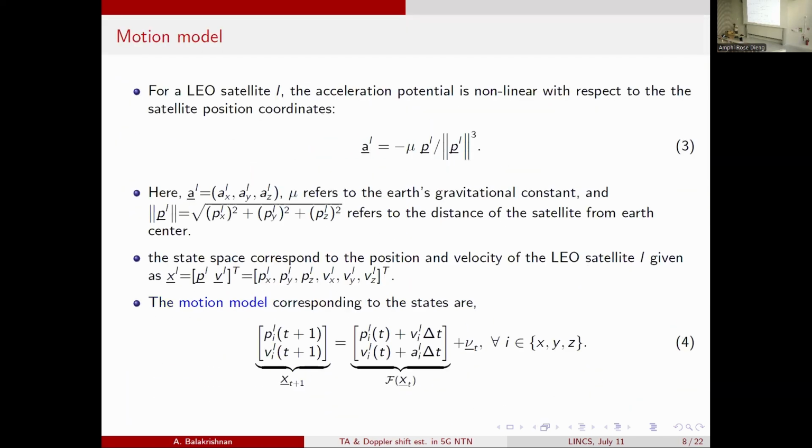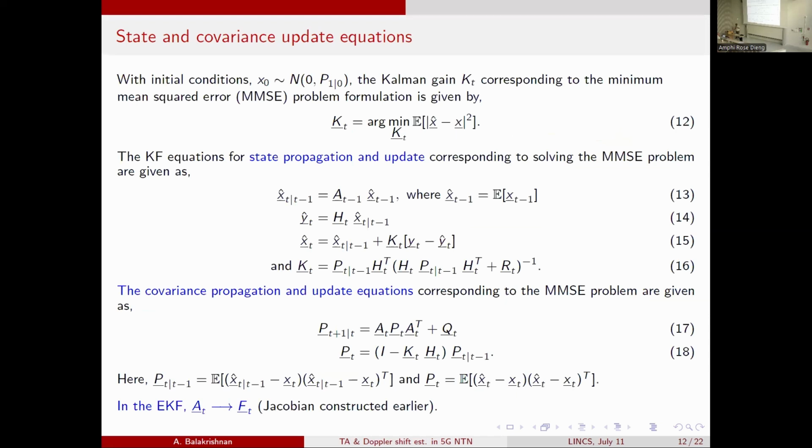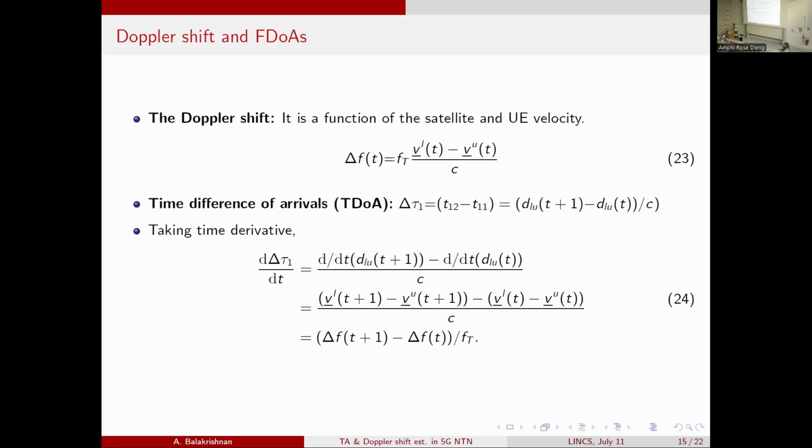For instance, in this figure, we can observe that gamma t is the angle subtended between the user vector and the satellite vector. And so cos gamma is the dot product of these two vectors. Similarly, theta can also be computed with a geometric intuition. And the timing advance is a function of the Earth-centered angle, which is a function of these estimates, the satellite position estimates, which we compute through the extended Kalman filter.